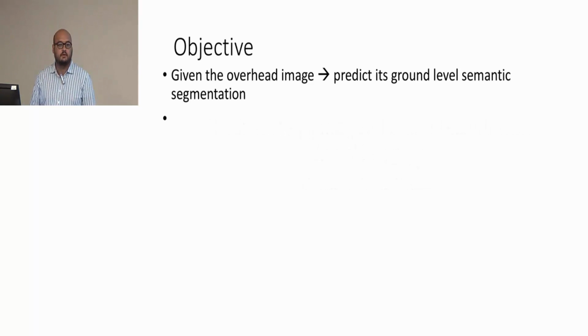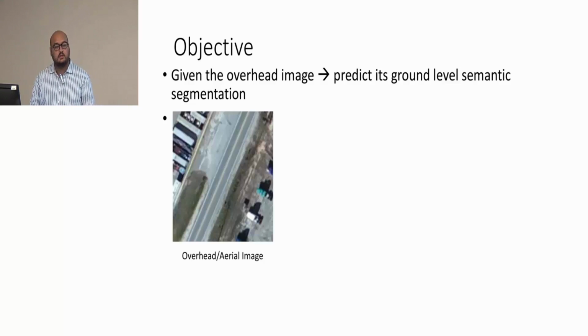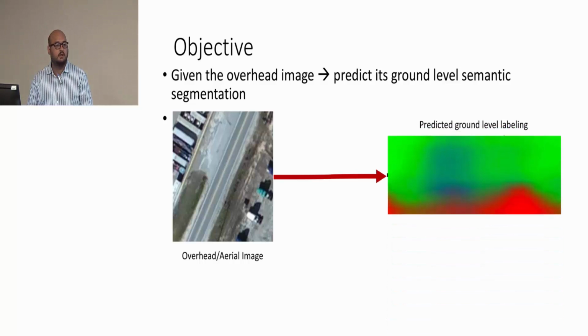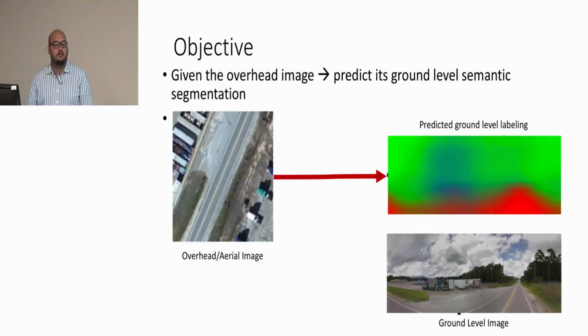So this is the objective. We have an aerial image and we want to predict the corresponding ground level segmentation with the help of this aerial image. So this is how it goes. This is an overhead image, this is the corresponding predicted ground level labeling, and this is the actual ground level image corresponding to that. Again, the labeling means the semantic segmentation.